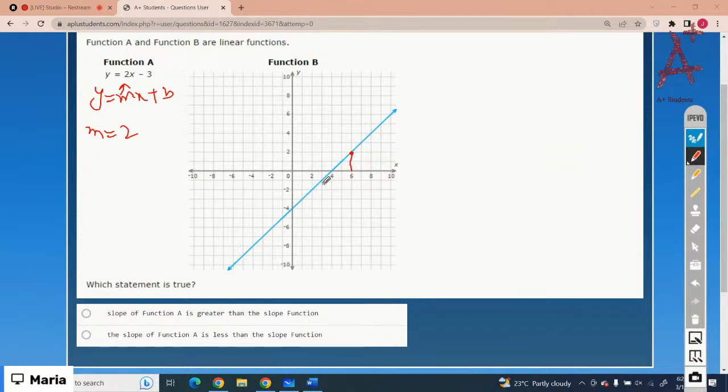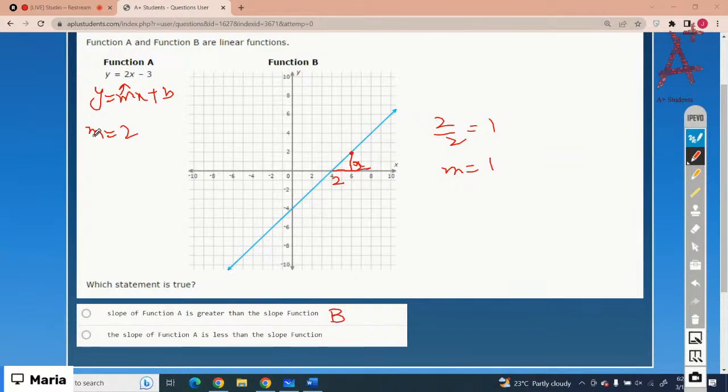Calculating slope is very easy. The change in x is 2 and the change in y is 2, so it would be 2 over 2. So the slope of function B is 1. So which is the correct one? The slope of function A is greater than the slope of function B. Got it? So option number 1 is the correct option.